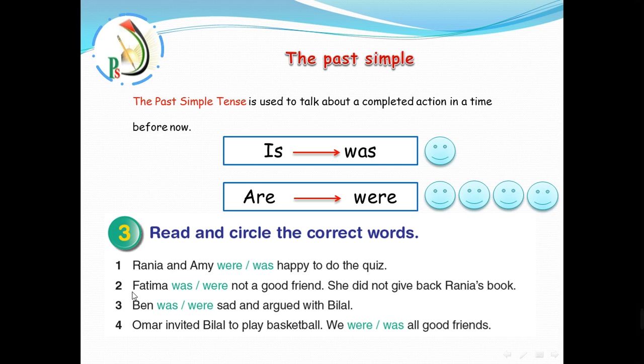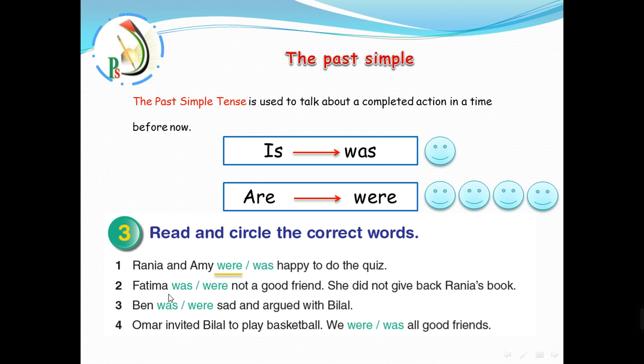Let's see and answer the first two together, and then I'll give you some time to answer three and four. One, Rania and Amy were or was happy to do the quiz. What do you think? Rania and Amy. The subject is plural. Rania, one, and Amy plus one. So we have two people. So the subject is plural. Shall we use were or was? What do you think? We should use were. Rania and Amy were happy to do the quiz.